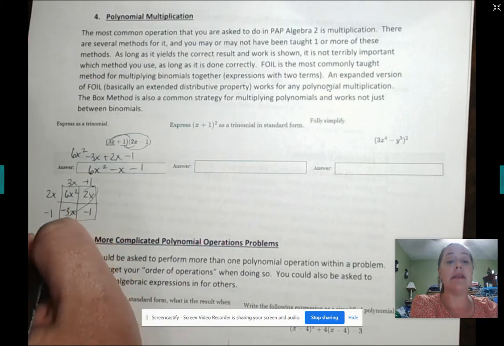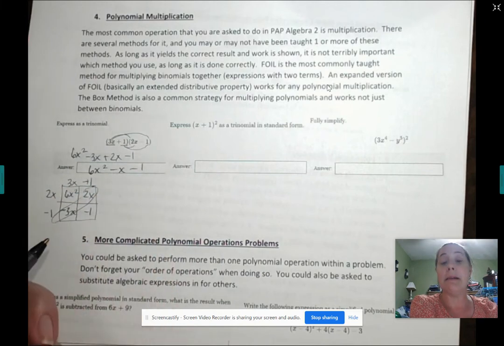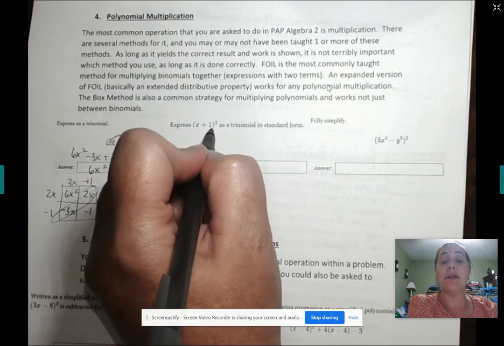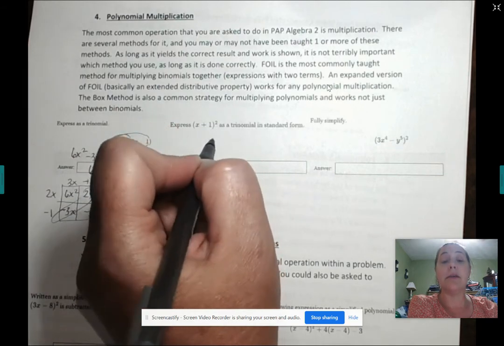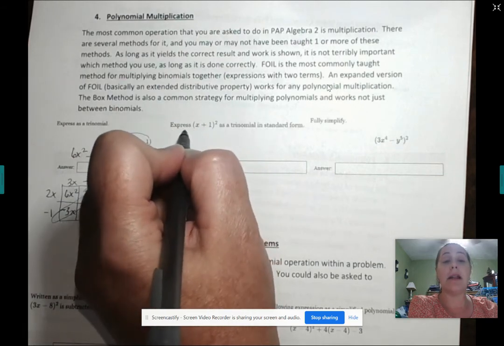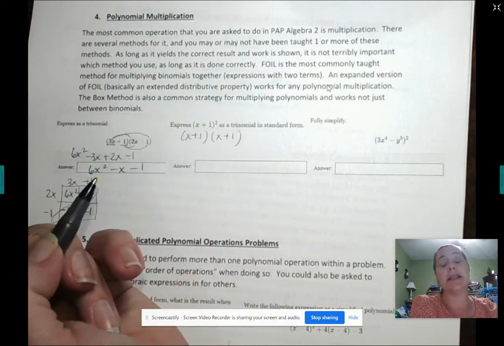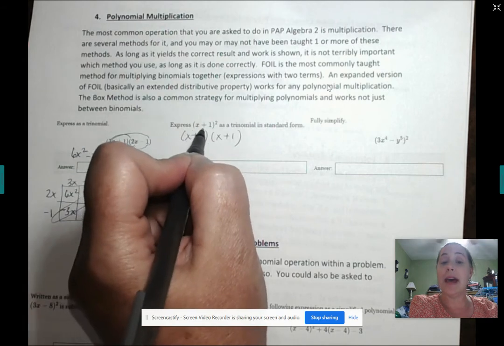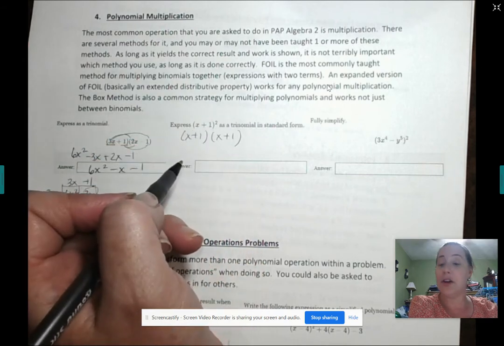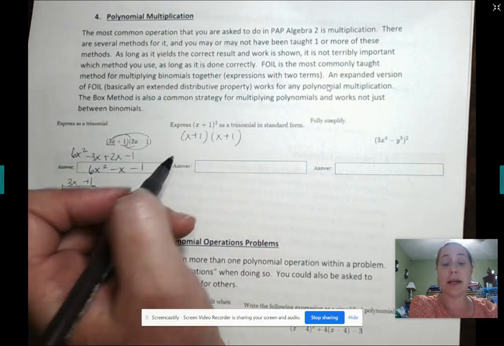You would have combined these two, you would have gotten this. Now, if you're given a binomial squared, please don't just square the x and the 1. This is a FOIL or box method problem. It's just the same thing times itself. If you only square the x and the 1, you will not get the right answer. You're not going to get a trinomial, which is what you're expected to get.